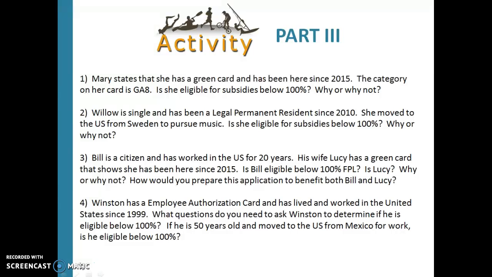I'm going to give you guys a couple of, well, we can just go over it together. So question 3, Bill is a citizen. He's worked in the United States for 20 years. His wife Lucy has a green card, and that shows she's been here since 2015. Is Bill eligible below 100%? Is Lucy? Why or why not? How do you prepare this application? Which is a trick question because we haven't talked about the application.